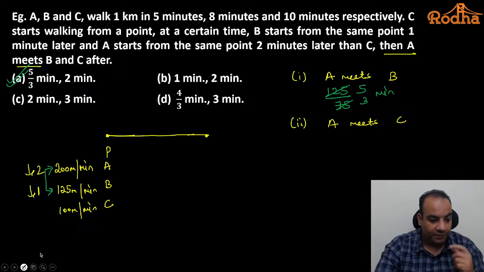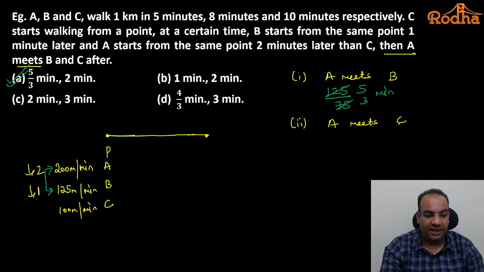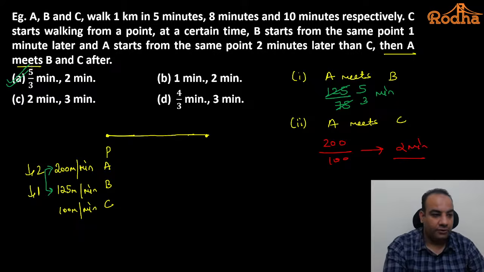Second part is A meets C after how many minutes? अब A और C में A 2 मिनट बाद चला, तो C ने 2 मिनट में 200 चल लिया होगा, and the relative speed is what? 100. So A will meet C after 2 minutes. So for this answer is 5 by 3 minutes. For this answer is 2.